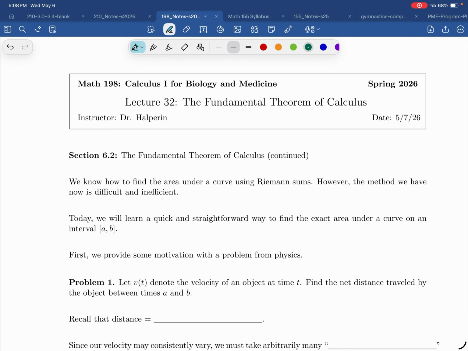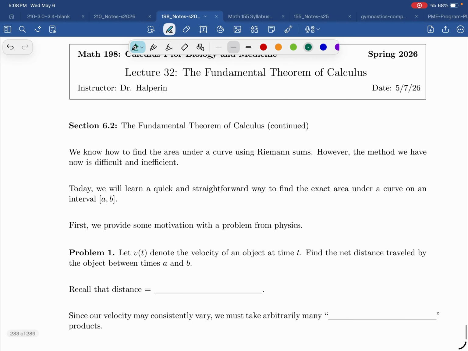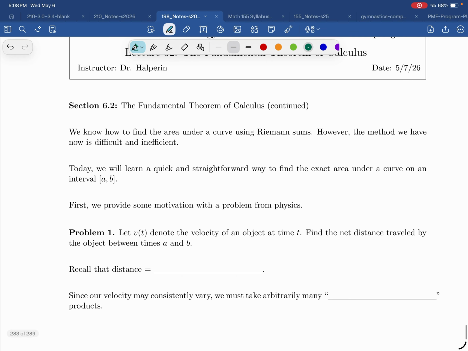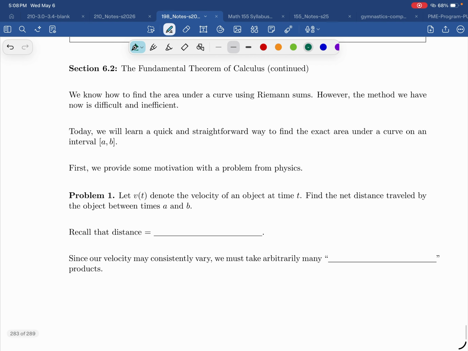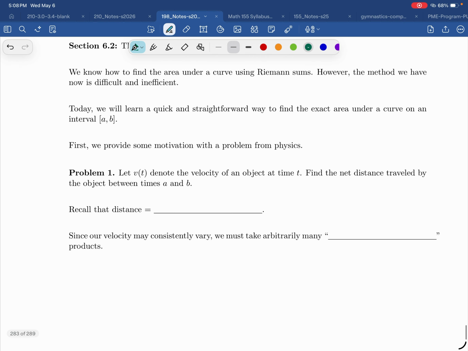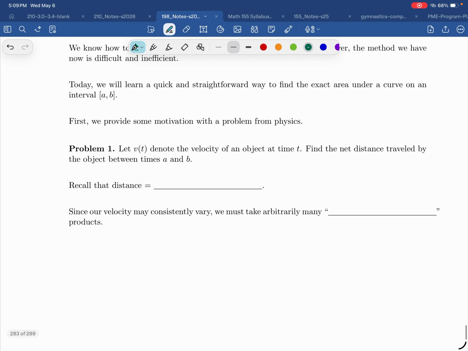We're in section 6.2, and we're going to finish up with the Fundamental Theorem of Calculus. Here we're going to relate the derivative and the integral using antidifferentiation. The motivation will be the area under the curve. So pause and read problem 1.